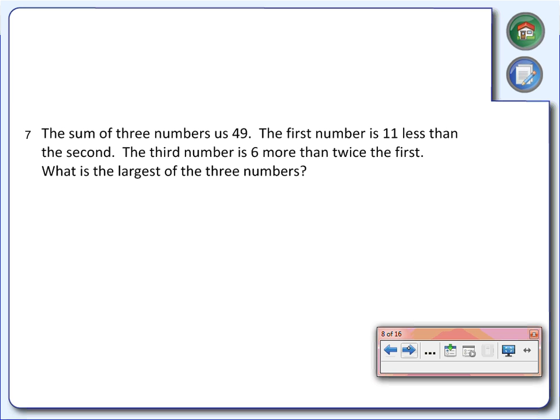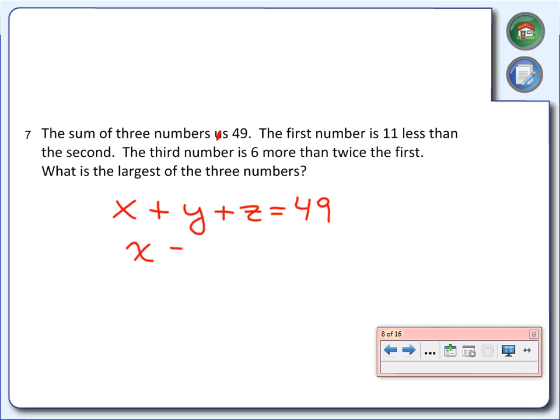Number 7, the sum of 3 numbers is 49. So I'm going to let the first number be x, the second number be y, the third number be z. When I add all those together, they should equal 49. It says that the first number, which we're calling x, is 11 less than the second. So whatever the second one is, which is y for us, we're going to take away 11 from that.